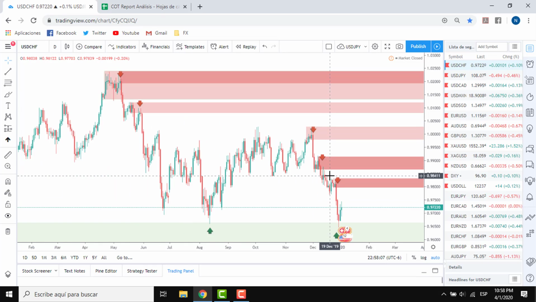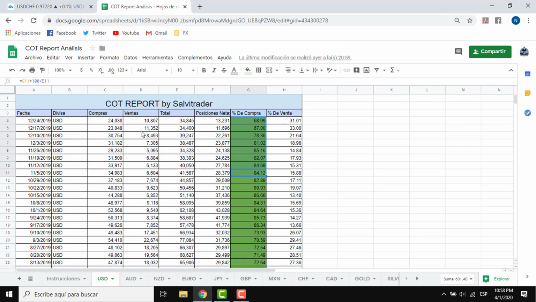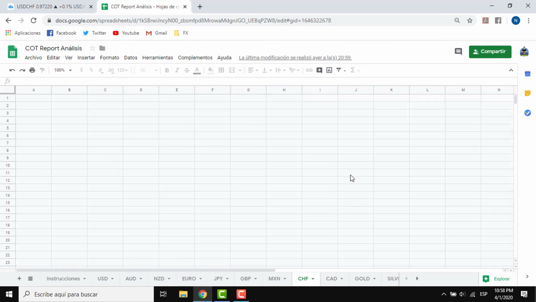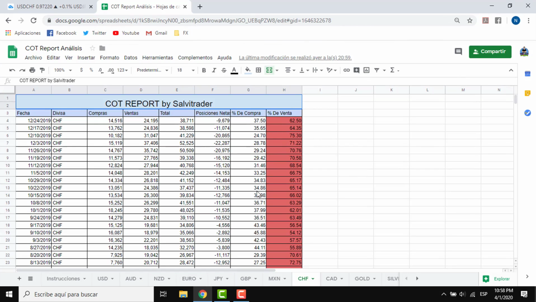It's a simple analysis based on supply and demand strategy, but also checking the numbers of the COT report. I also have it here for the franc, for the Swiss. See, they are pretty much increasing in the last weeks, since November 19th. Yep, they've been adding buy orders, and they are removing sell orders.